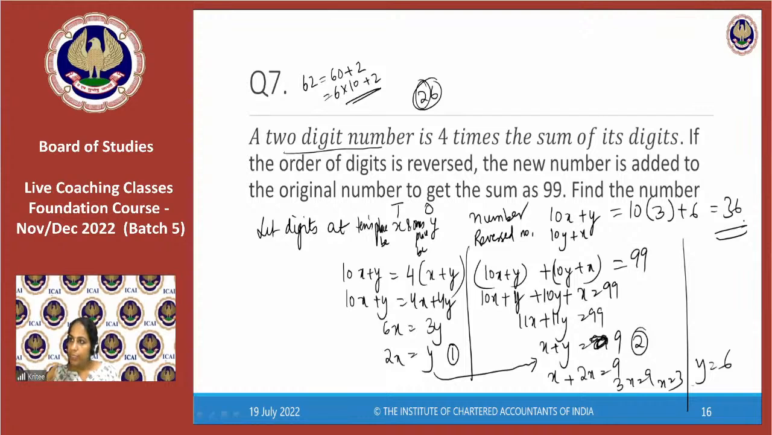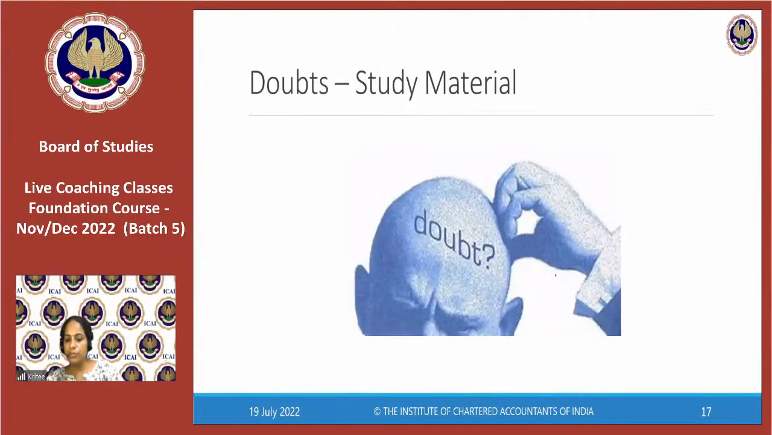No, Smriti, 10y plus x is not the original number. When the order of digits is reversed, then it becomes 10y plus x. 10x plus y is the original number. So you will be adding 10x plus y to 10y plus x. Okay. Yes, now you have written it correct. Yes, 36 is the correct answer. So you have understood this.